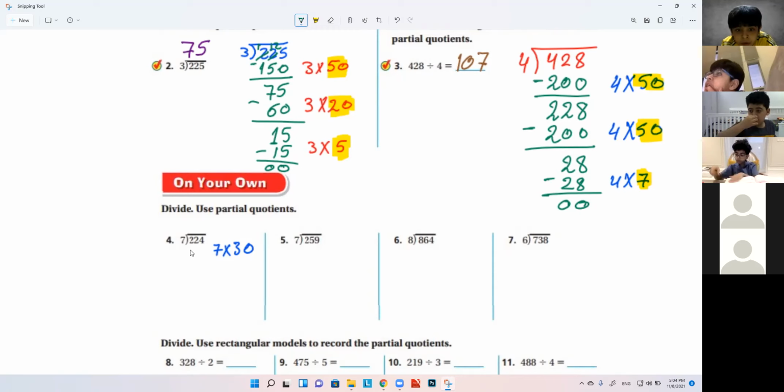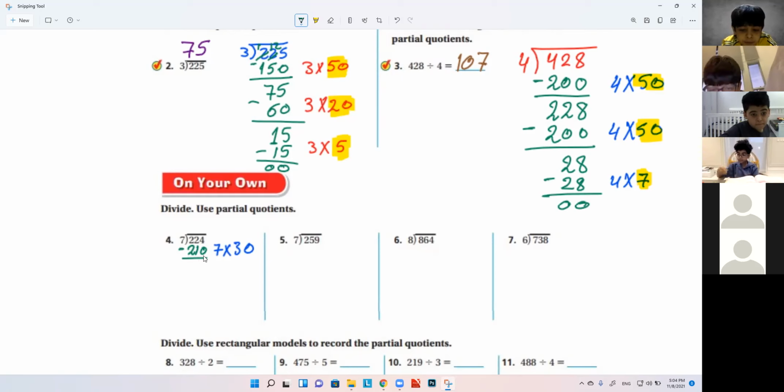7 multiplied by 30 equals to... Forget about the 0. 7 multiplied by 3? 21. And put the 0, so it will be 210. Okay, let's ask ourselves, 210 is greater than or smaller than 224? Smaller, so we can subtract, so it works, okay?